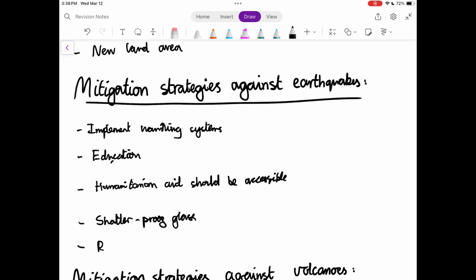And finally, reinforce buildings with concrete. And this can also help with reducing the amount of casualties in an earthquake, because by reinforcing buildings, they're less likely to collapse, and therefore it will protect the lives of those that are inside the building.